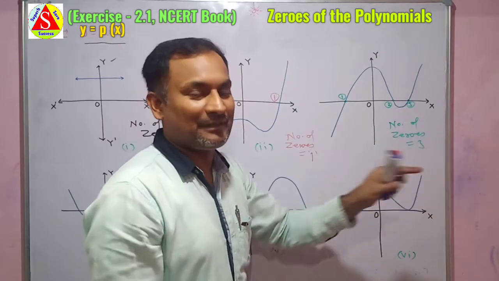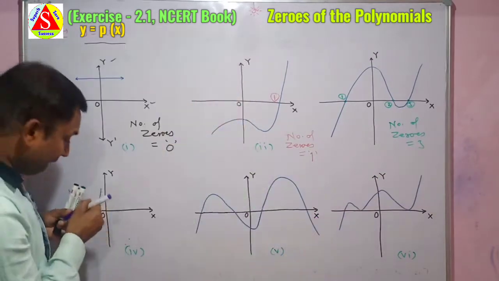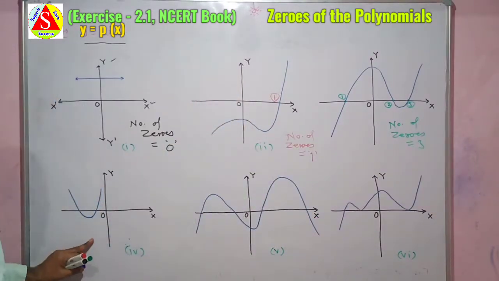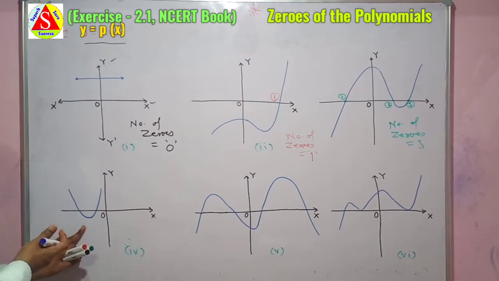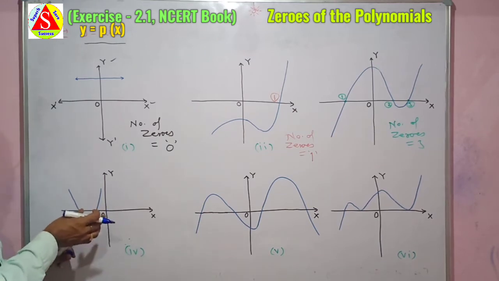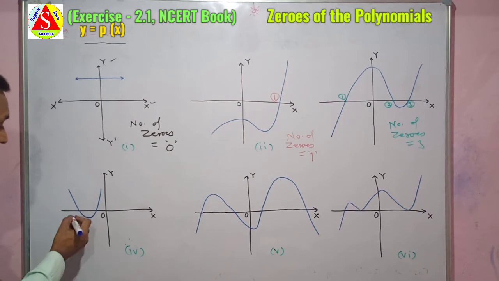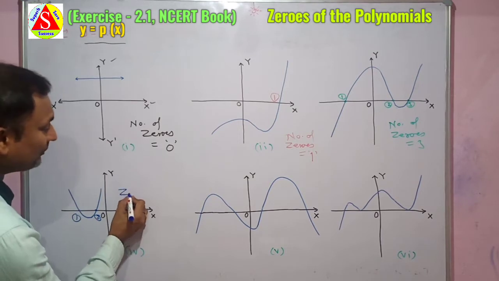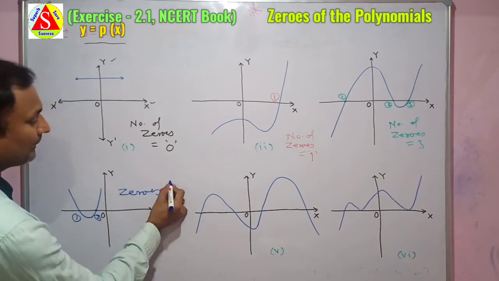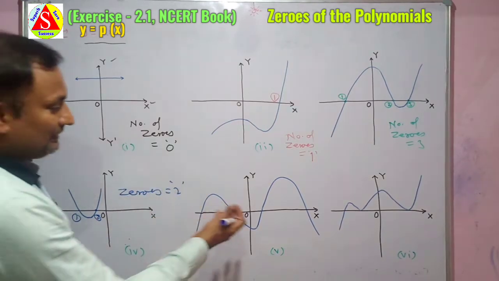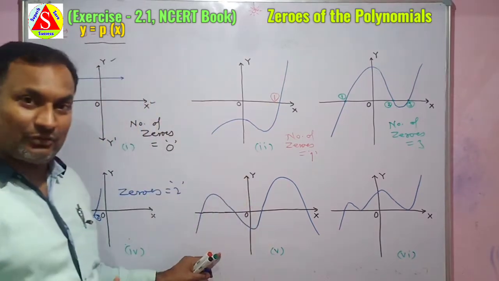So here the zeros will be 3. Solve the fourth graph of the question. If you see the graph, here this graph intersects the x-axis twice, first time here and second time here. So the number of zeros will be 2 here.